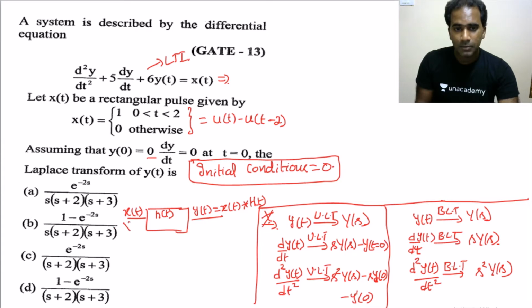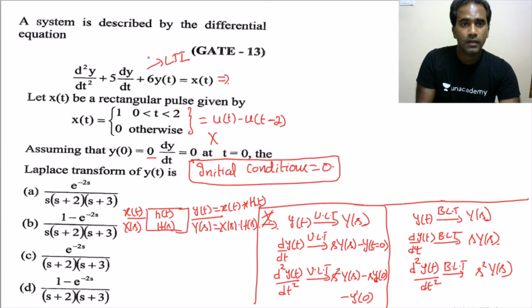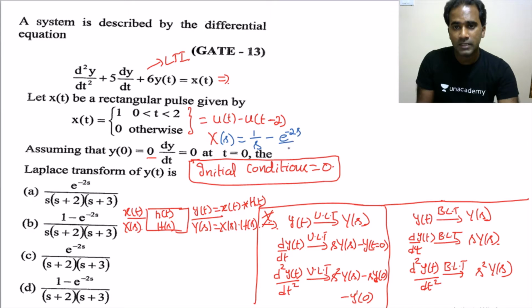The input Laplace transform is X of s, and the system's Laplace transform, or transfer function, is capital H of s. So the output Laplace transform is equal to the input Laplace transform multiplied with the transfer function of the system. What is the Laplace transform of the input signal? X of s is equal to the Laplace transform of u of t, which is 1 by s, minus e power minus 2s divided by s, which is equal to 1 minus e power minus 2s divided by s. This is the Laplace transform of the input.